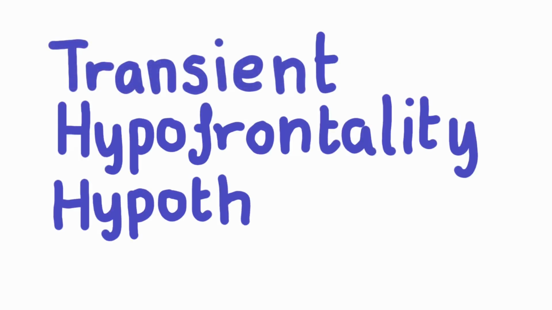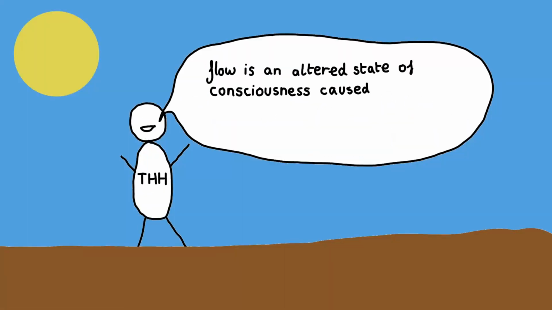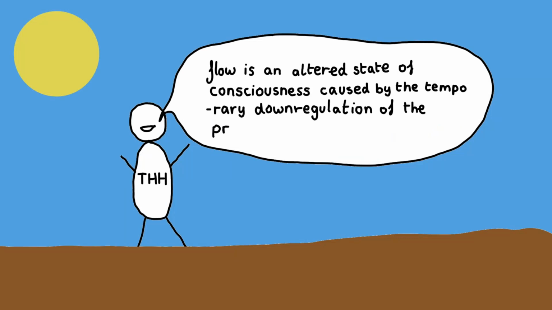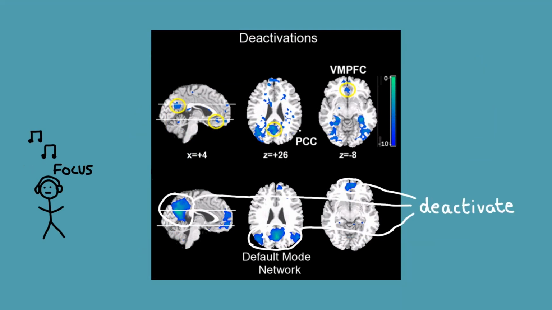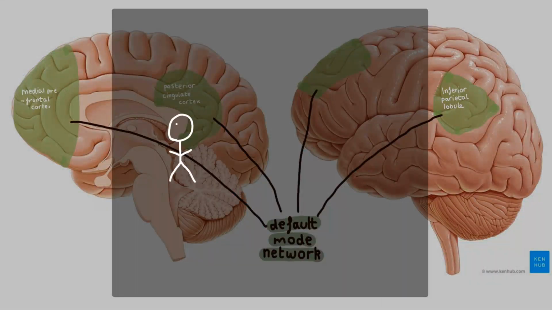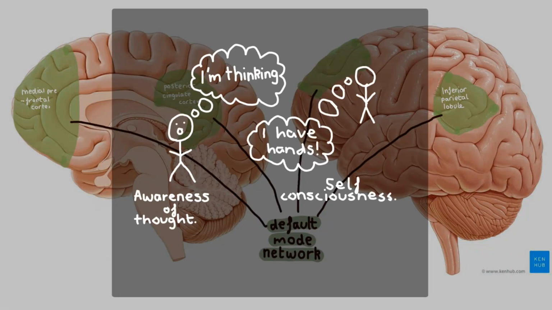To add to this, the transient hypofrontality hypothesis considers flow as an altered state of consciousness caused by the temporary downregulation of the prefrontal cortices. As shown in the brain scans from an experiment regarding focused attention to audio, this and other parts of the default mode network have lowered activity. The default mode network is the explicit system of awareness of thought and self-consciousness. It links to the absence of worrying that people describe when in flow.